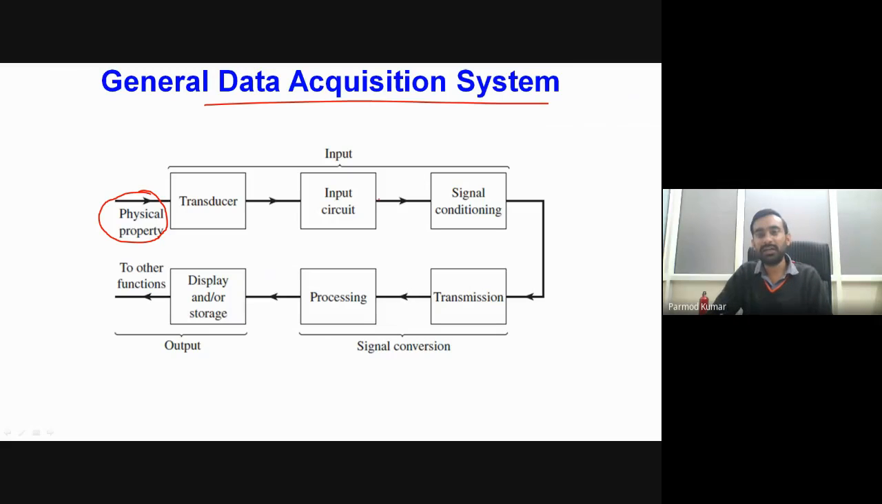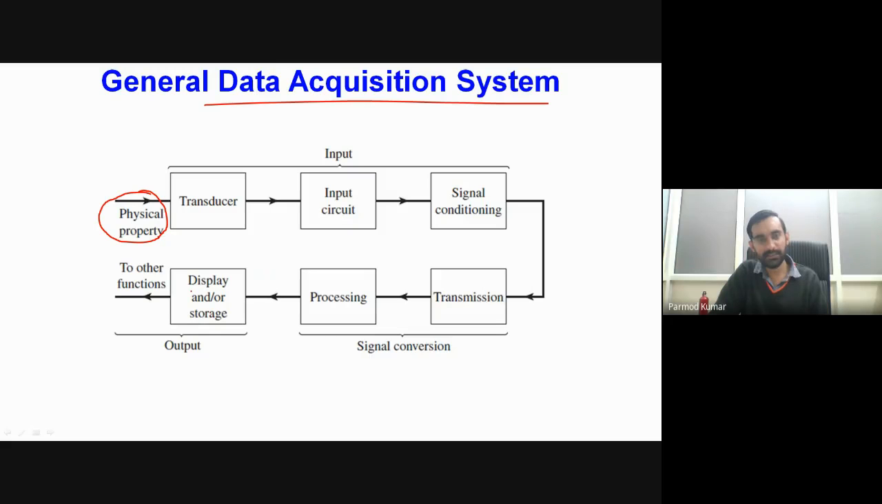Okay, once we have obtained the conditioned signal from the transducer, we will have some transmission system which will transfer that to the processing unit. What this processing unit does is convert our signal from one form to another, and finally we will have some output unit where we get the display of the quantity or physical parameter which we want to measure. At the same time we may have some storage of the data if we want to use it further.